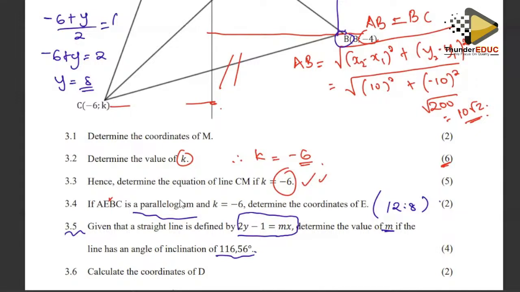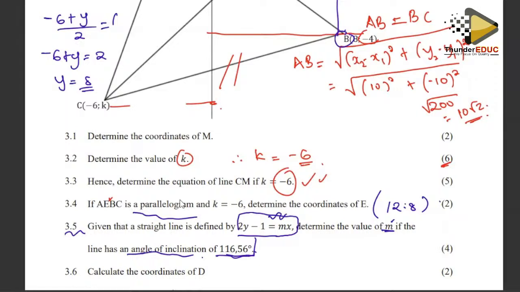Because I don't see any big logic in this. You know why? Because we have the inclination here. But then they're telling us that if a straight line defined by this, determine the value of m if it has an angle of inclination of this much.